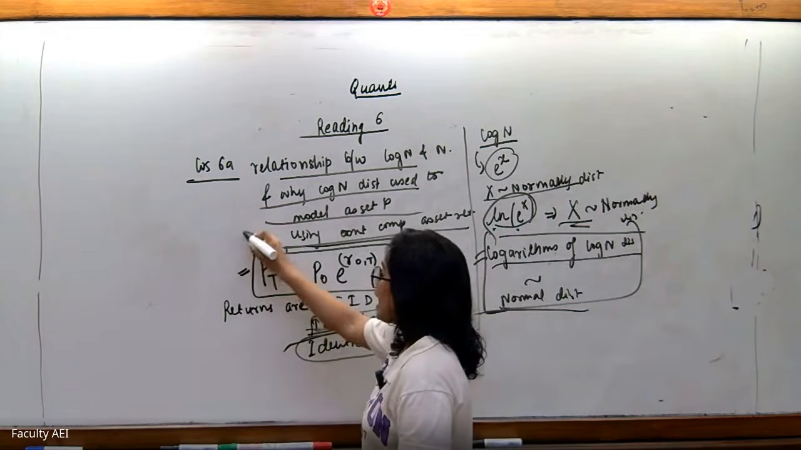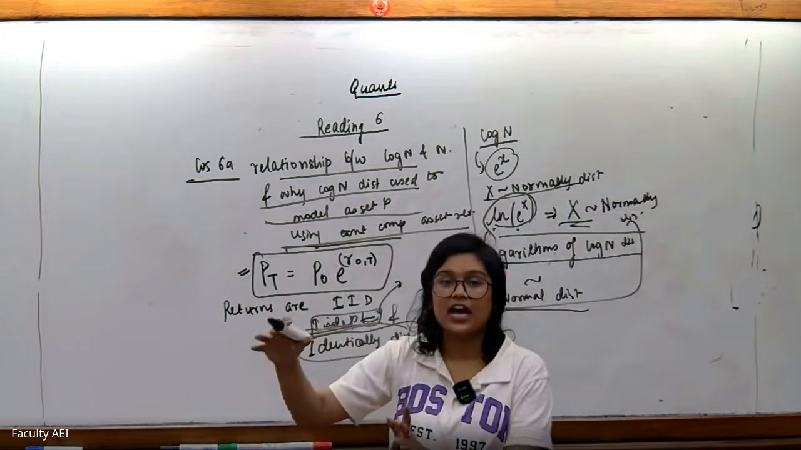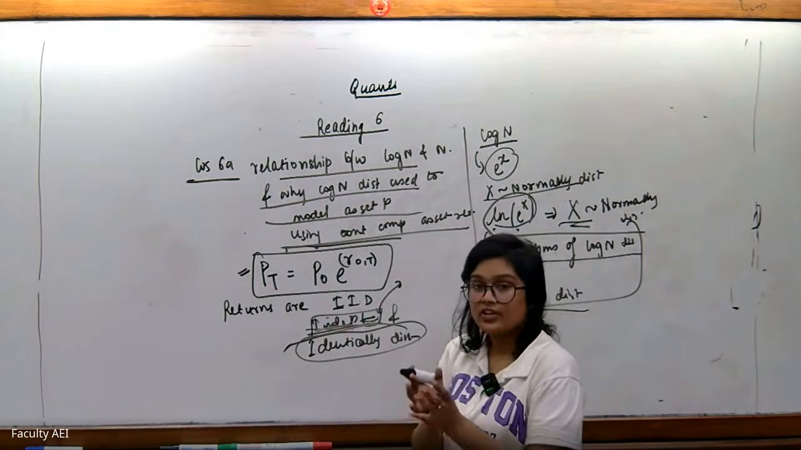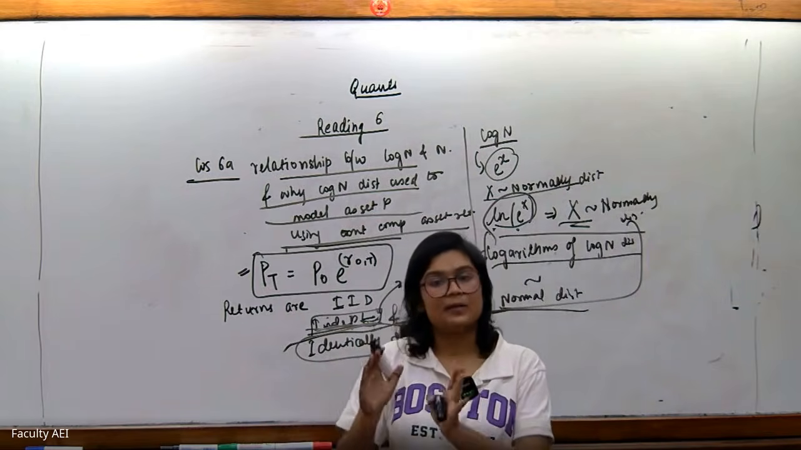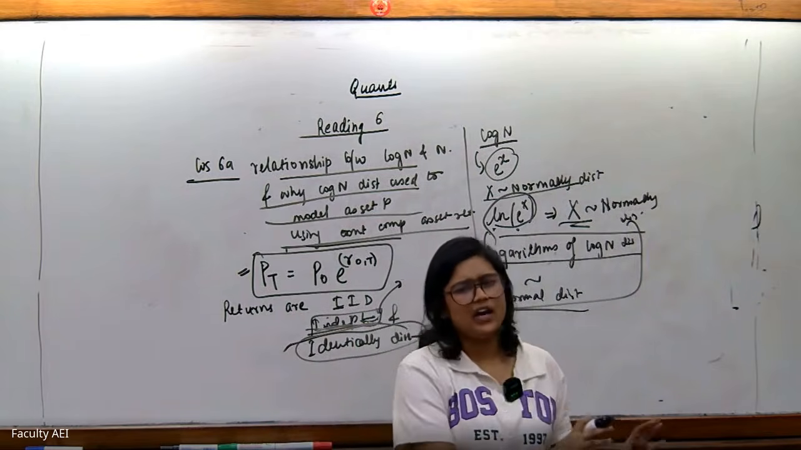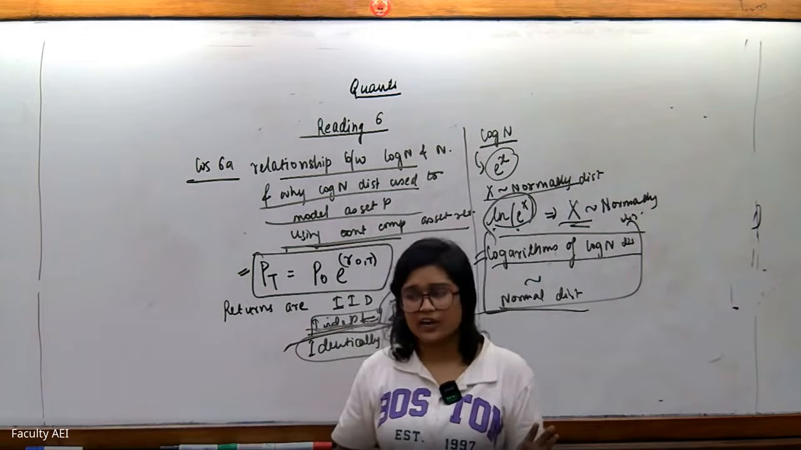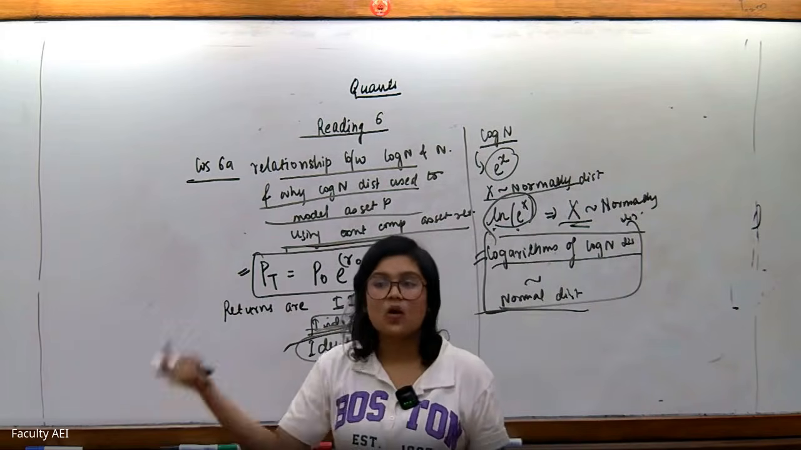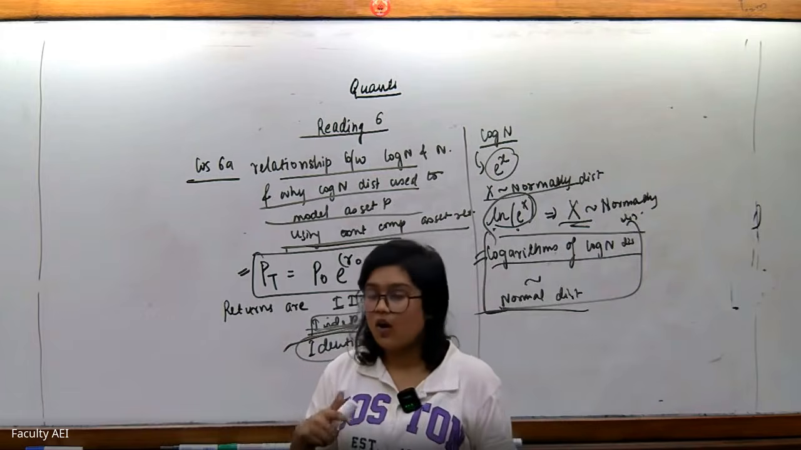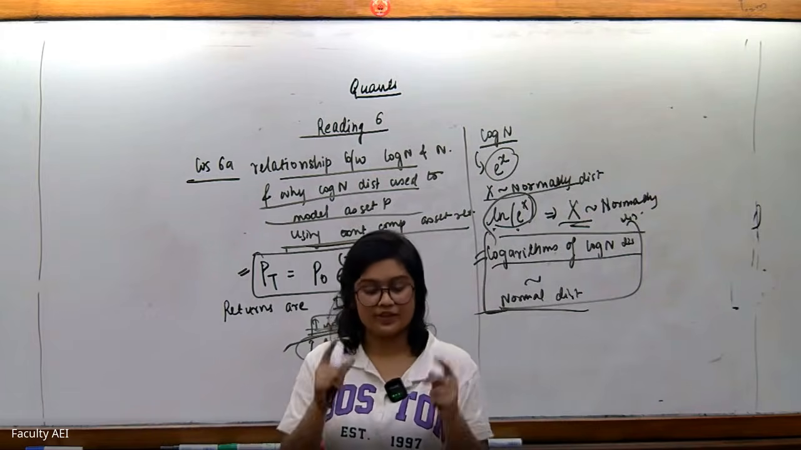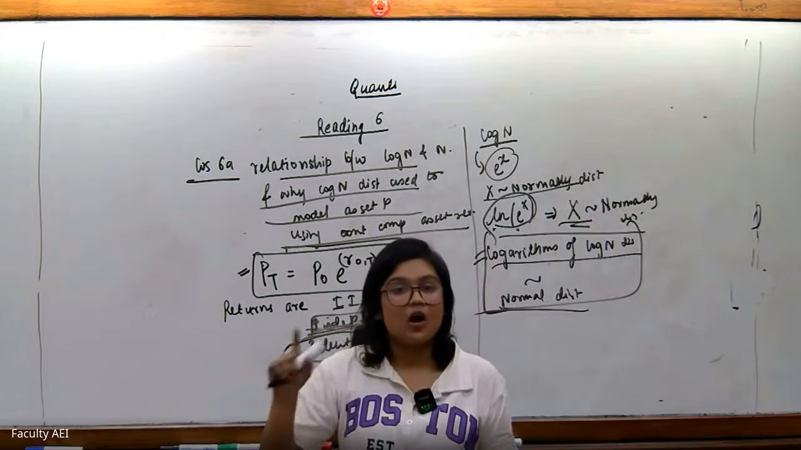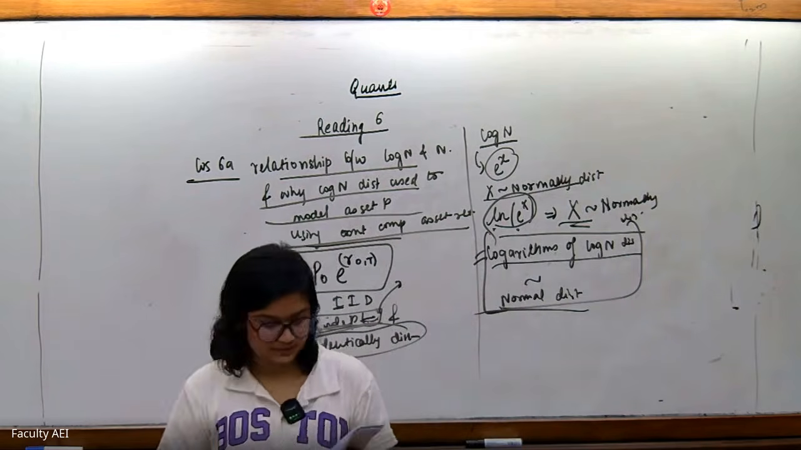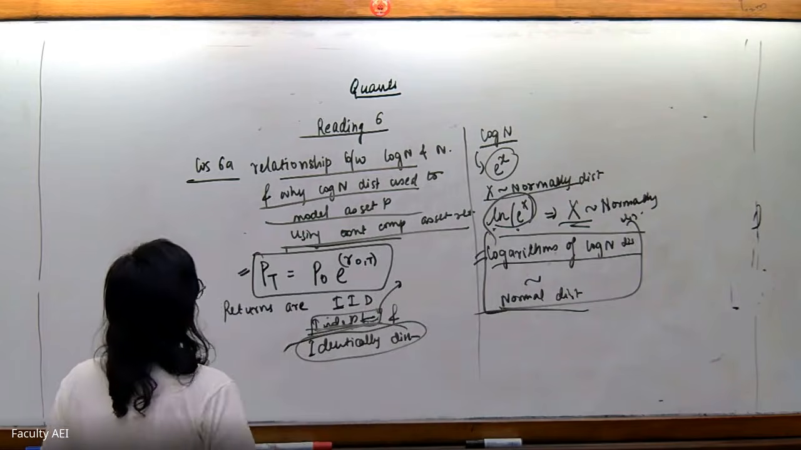Let's say you have R1, R2, R3 up till Rn. If these are independent and identically distributed, you can say that the return R1 is independent of R2. Whatever is happening in R2 will not affect R1. And if R1 is following log normal distribution, then all the returns will follow log normal distribution. If R1 is following normal distribution, all the returns will follow normal distribution.